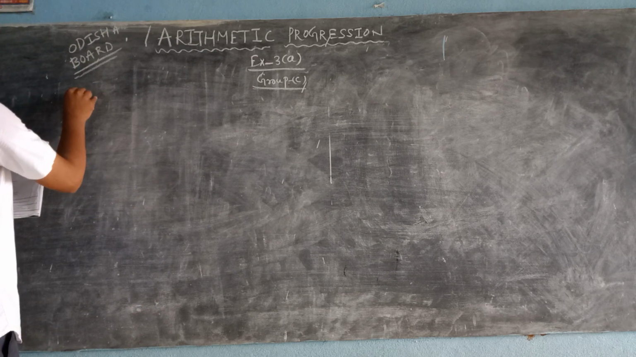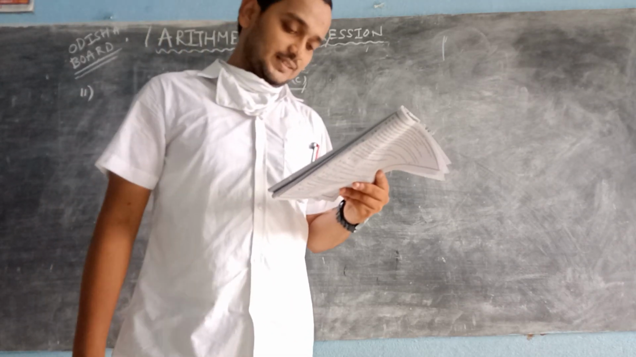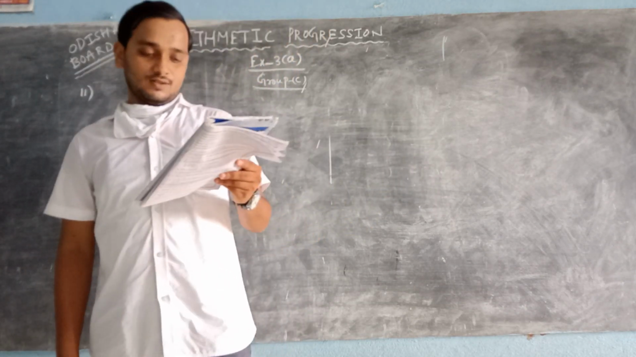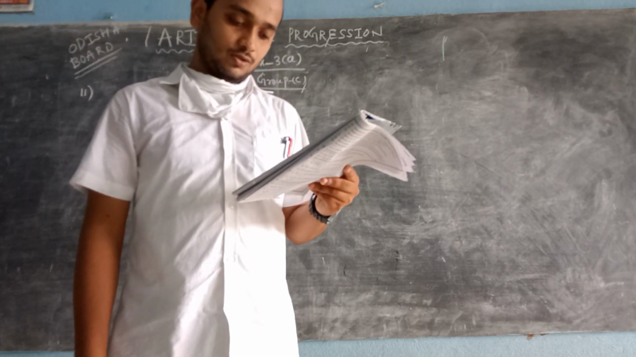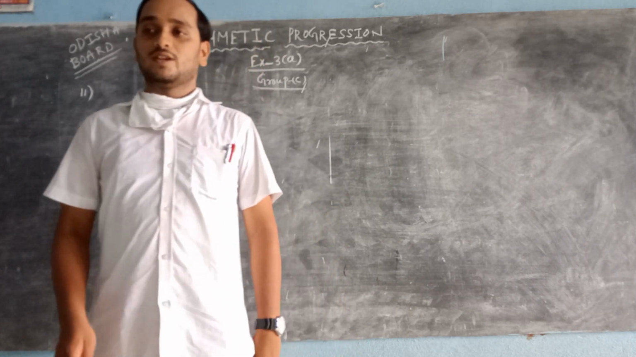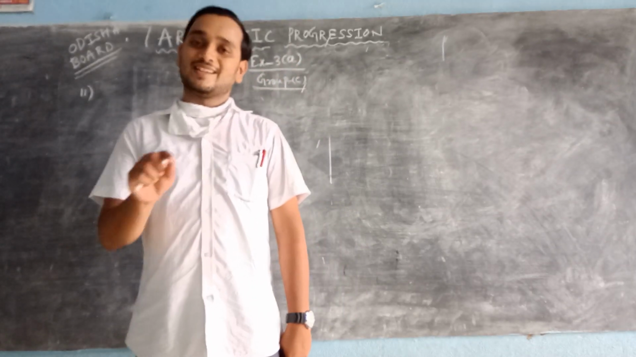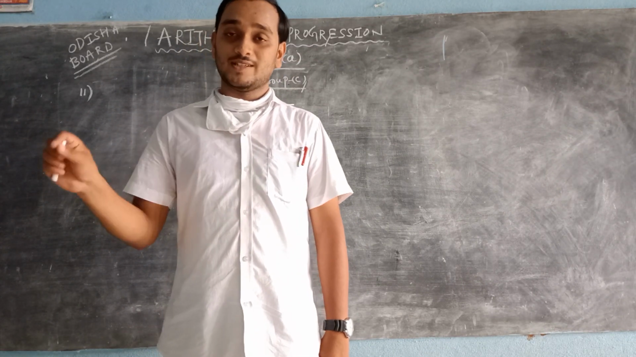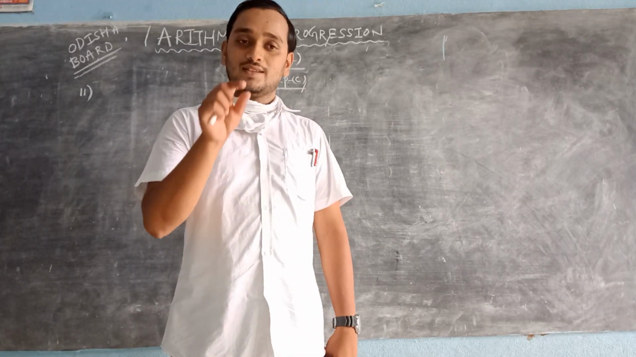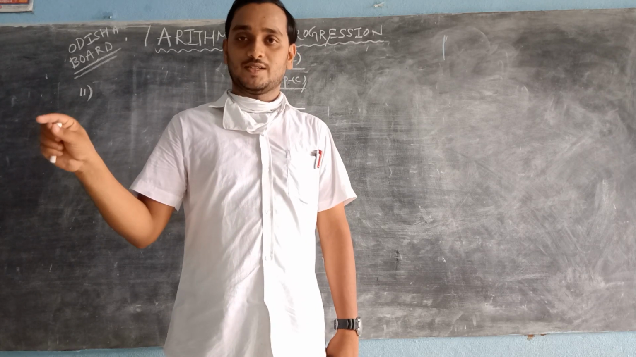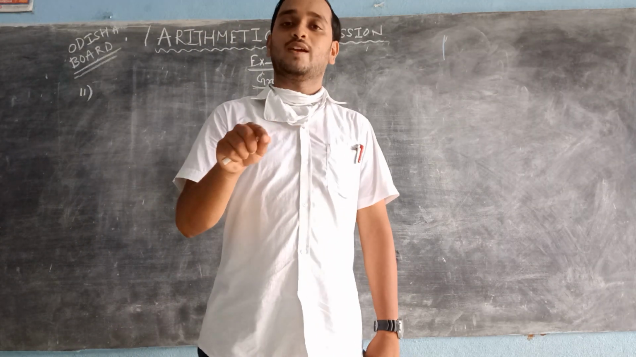See, in group C we start from the 11th question. The 11th question is: if the first term is 17 and the common difference is -2. Before we start these questions, we should know what an arithmetic progression is. It is a sequence of numbers in equal steps, that means the common difference between the numbers is equal. In this case, we can call it an arithmetic progression.